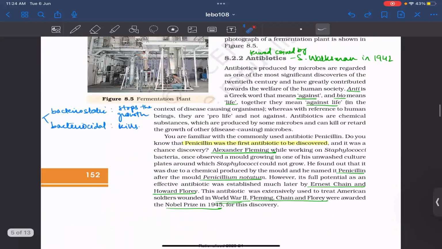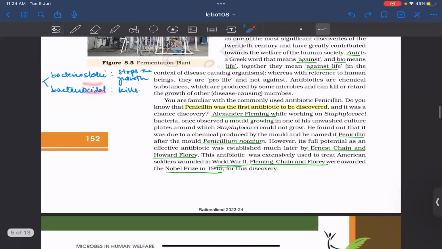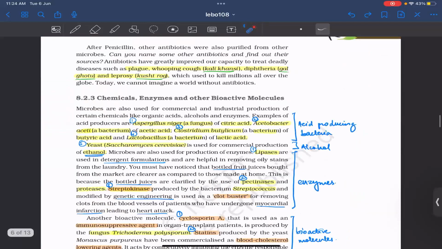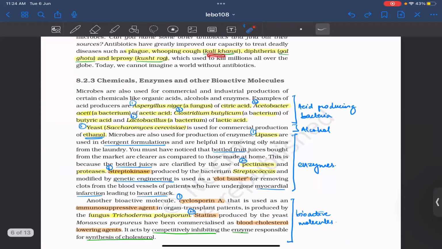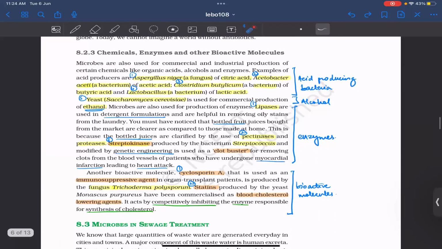Now we move on to antibiotics. The term was coined by S. Waksman. The first antibiotic was penicillin, discovered by Alexander Fleming. Then Ernst Chain and Howard Florey gave a full use of it. It can be bacteriostatic or bactericidal. A few examples of the diseases you need to remember here. Then the chemicals and enzymatic uses.